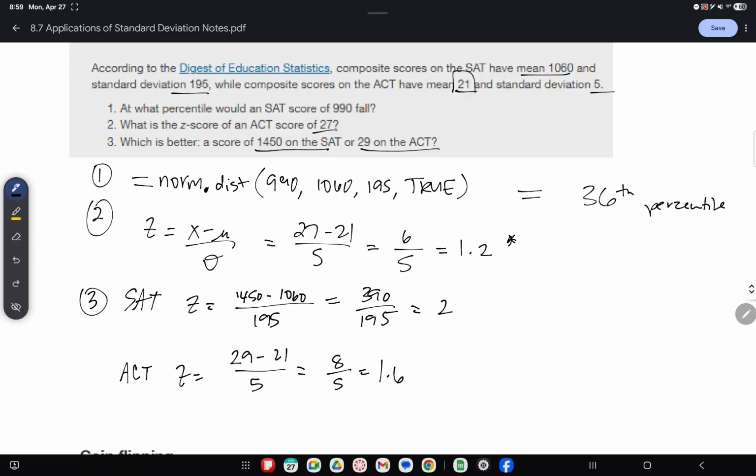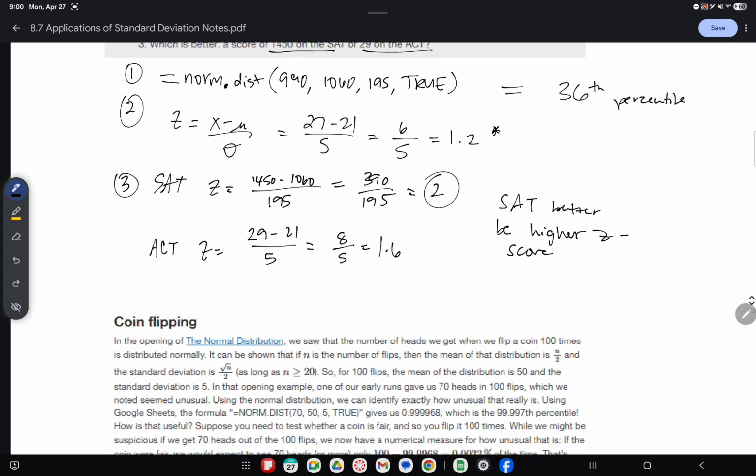And so we want the one that has the higher z-score because it's further away from the mean in the positive direction. So it means it's a higher score. And so the higher one is this 2. So the SAT score is a better score. Better because higher z-score.